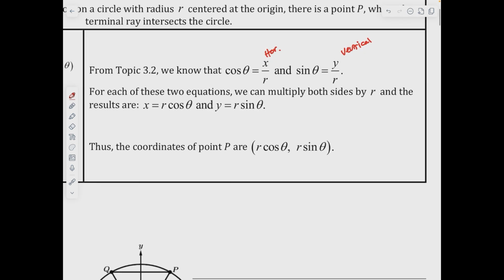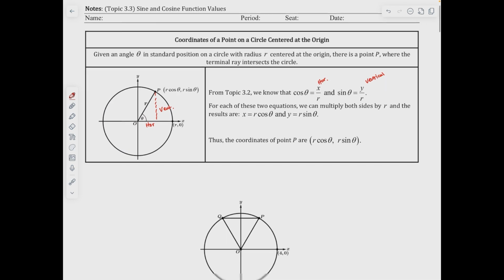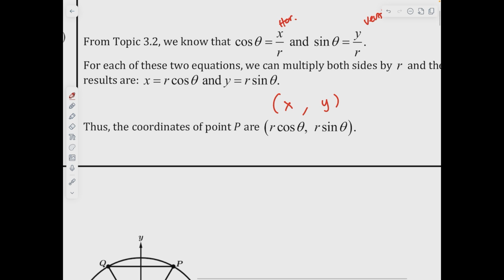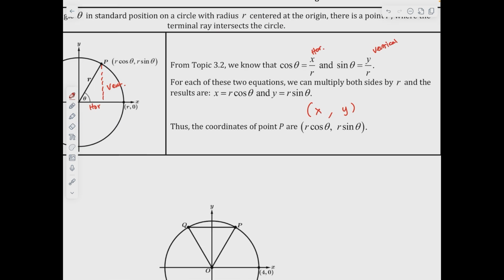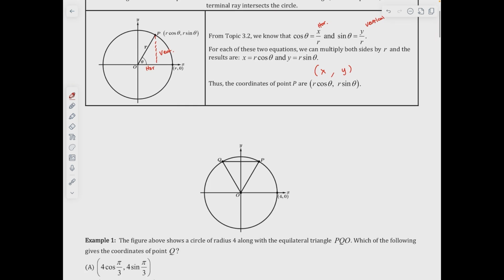If I take these two equations and multiply both sides by the denominator r, we get x equals r cosine theta and y equals r sine of theta. So the coordinates of P, instead of being an ordered pair x and y, can also be written as r cosine of theta and r sine of theta. That's just another way of seeing this.